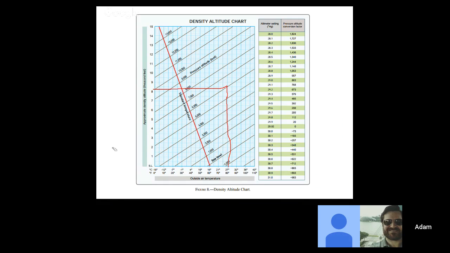The outside air temperature is not modified. That's just straight outside air temperature, right? Exactly. Outside air temperature is what you would read on a thermometer right there at the airport.